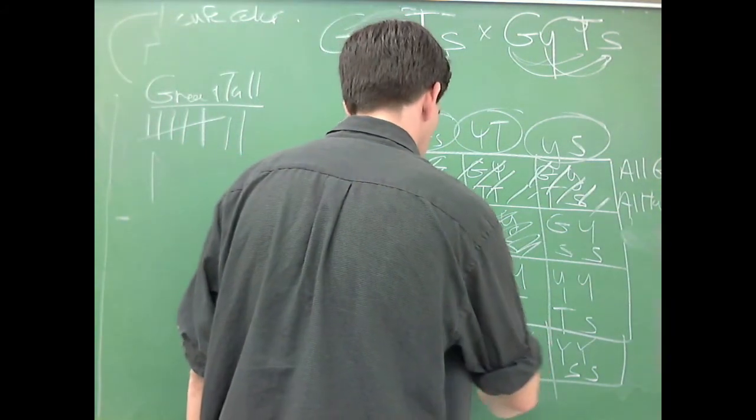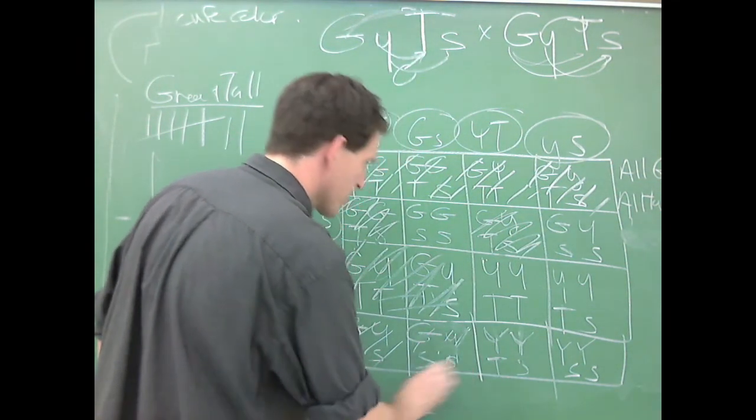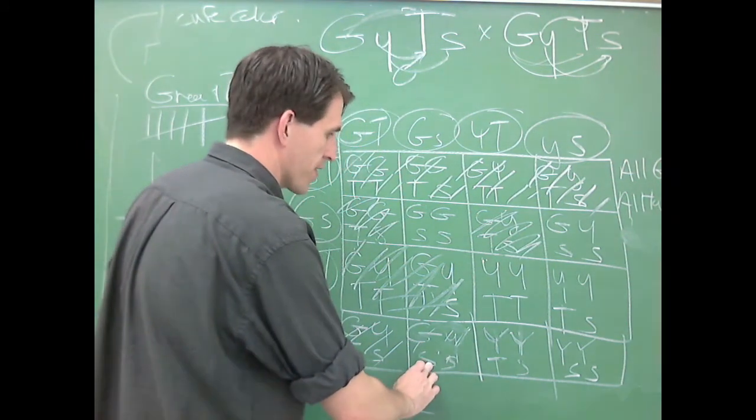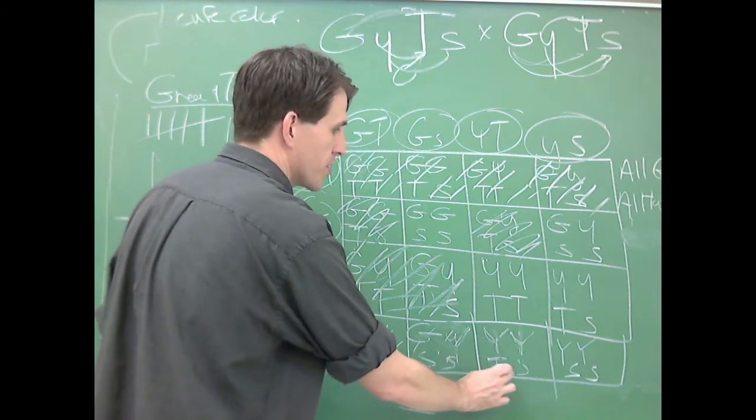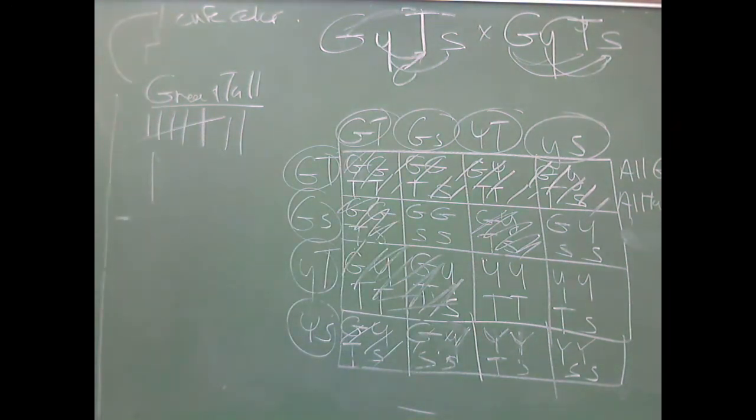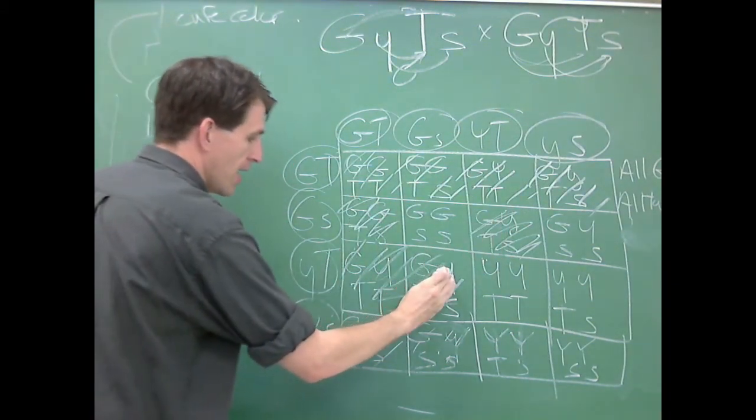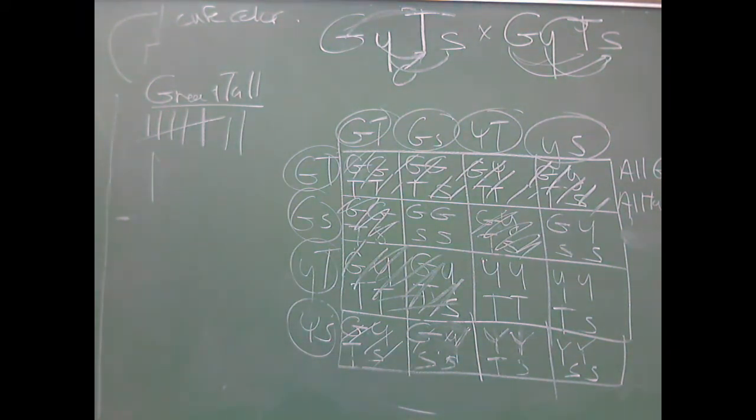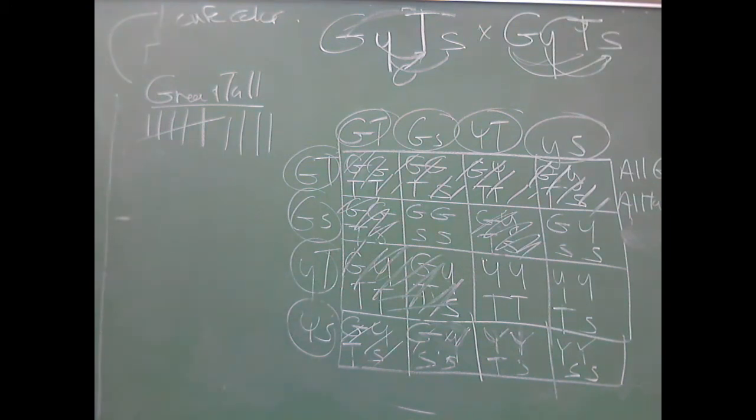And will this be green and tall? I'm sorry. Okay. Green and short, so that's not it. Y and Y, so that's going to be yellow and tall, that's not it. And yellow and short, and that's not it. So 4, 5, 6, 7, 8, 9. So we got how many? 1, 2, 3, 4, 5, 6, 7, 8, 9, right? We agree with that? So 9 of these are green and tall, right?